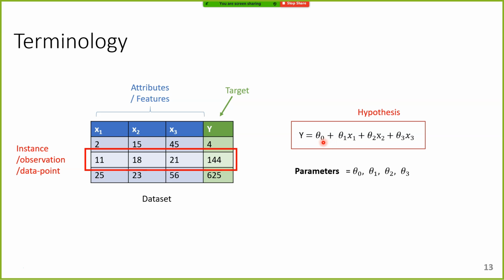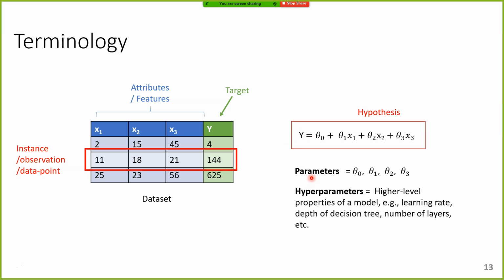Here theta naught, theta 1, theta 2, theta 3 are parameters, and our objective is to find the optimum value of these parameters so that this hypothesis is able to predict the y value accurately. You may also encounter the term hyperparameters. These are higher level properties of a model, like the learning rate we have seen, the depth of a decision tree, and the number of layers in a neural network.